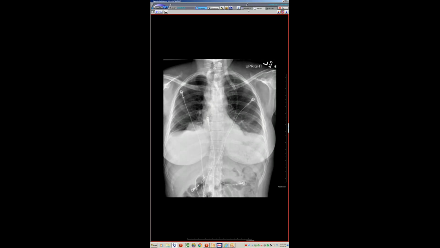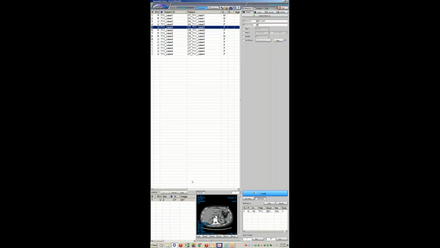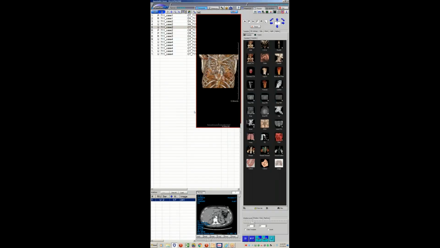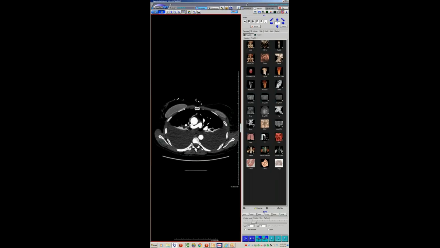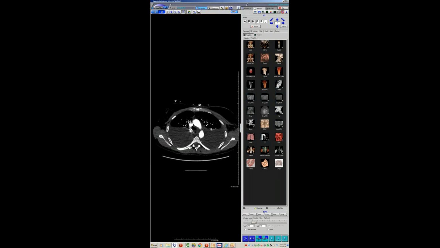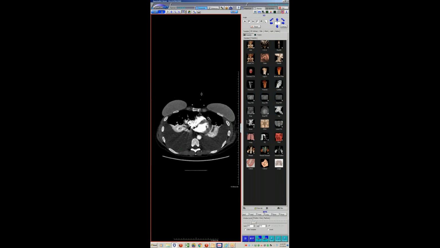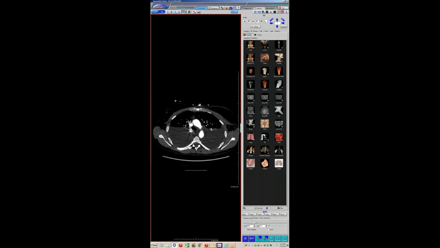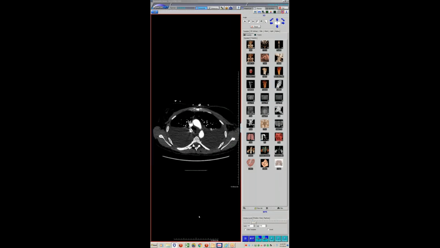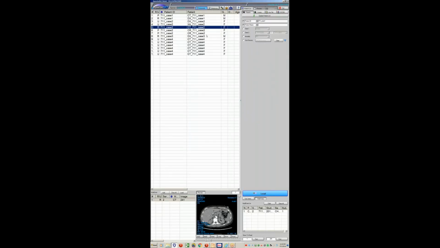You can see the drain here, obviously, and then we get into the CT, and we get into these very large bilateral pleural effusions. One second. Large bilateral pleural effusions, and here is the associated, let's see if we can do this.